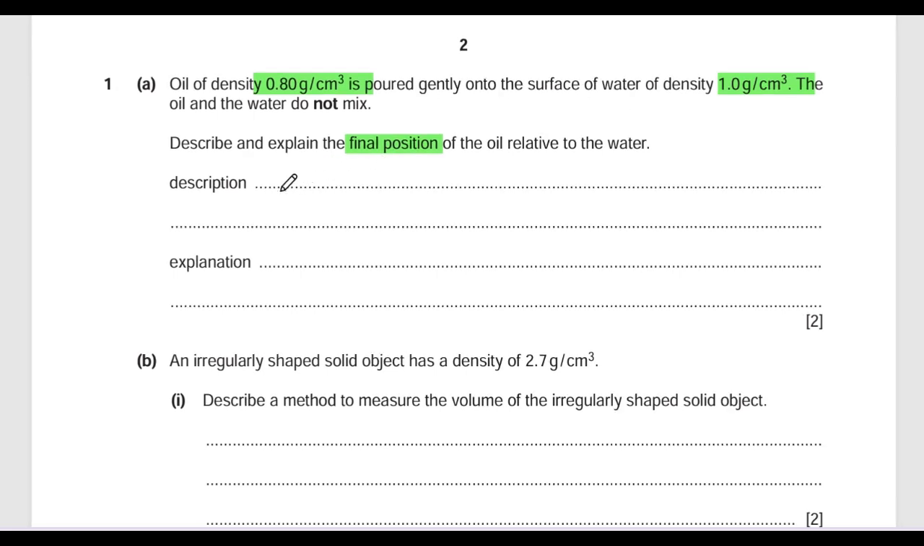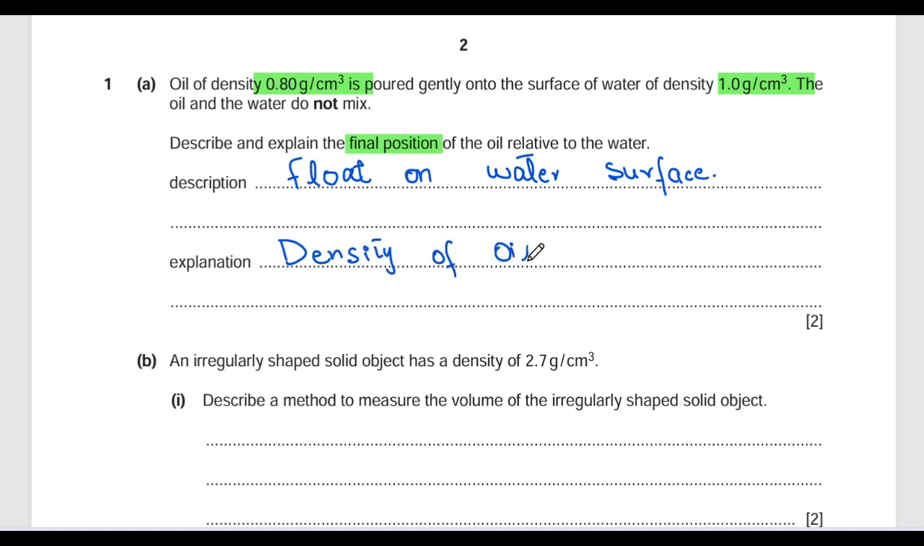We know that if they don't get mixed up, then oil will float on the surface of the water. Why will it float? Because the density of oil is lesser than the density of water, and we know that if something has a lesser density, it doesn't sink into the other liquid, it just floats on it. So the density of oil is lesser than the density of water.